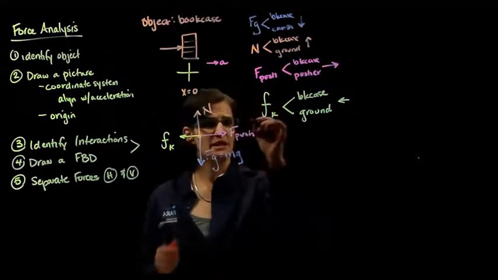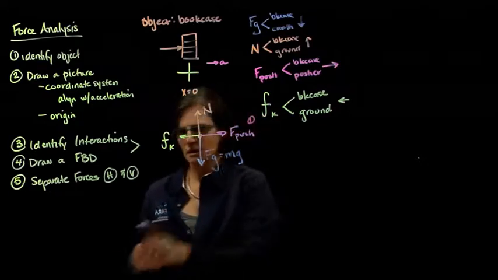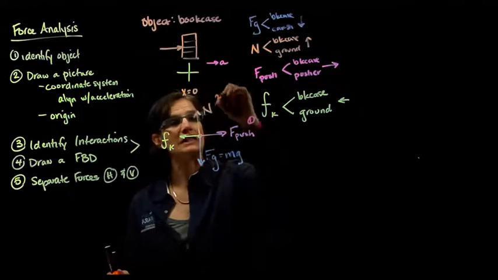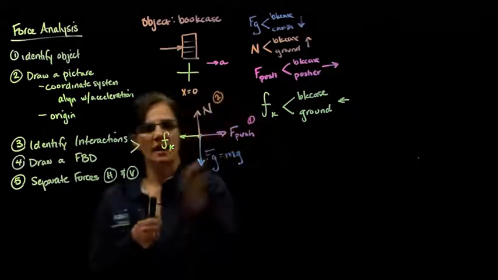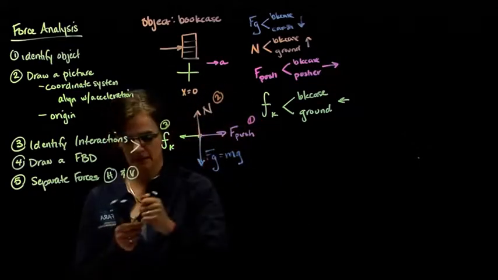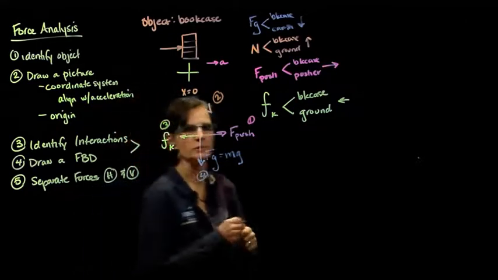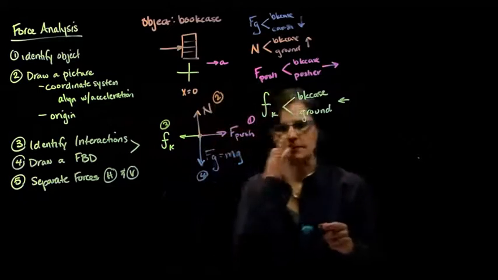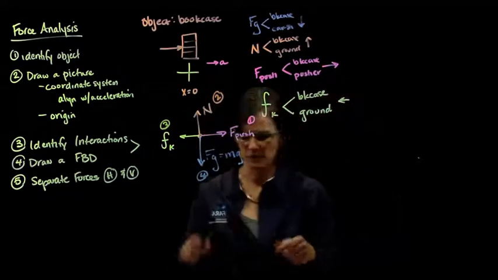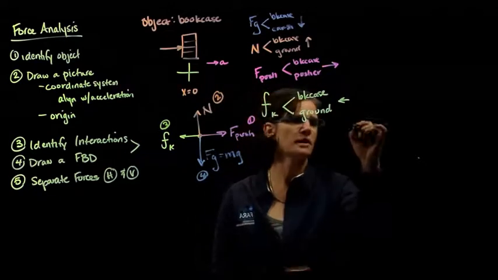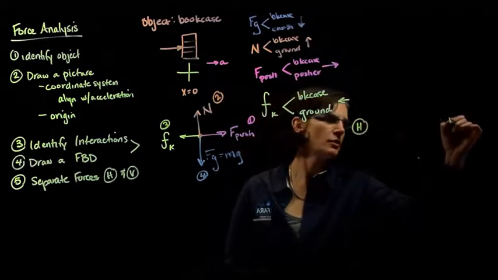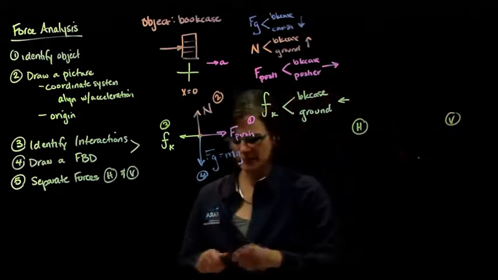All right, I like to number my forces so that I can make my list clear. It doesn't matter the order, but this is a decent order. So the force of the push will be force number 1, the normal force number 2, kinetic friction 3, and the force of gravity number 4. So we're going to separate our forces into horizontal and vertical components.